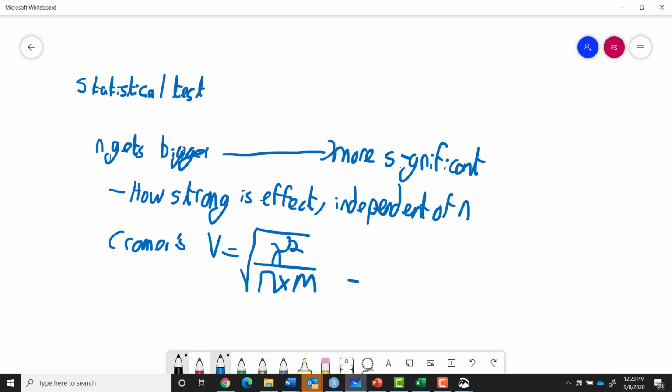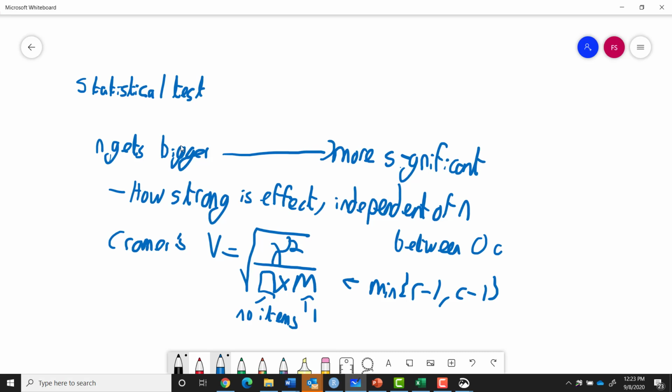Now what's M? That's just the minimum value of r minus 1, rows minus 1 times columns minus 1. So in this case, we have 2 columns, so that would be 1. And that's going to be the number of items. Now, don't worry about this. This isn't going to be on the exam or anything, but just the actual calculation. But just realize this is between 0 and 1. And the closer we get to 1, the stronger the effect.